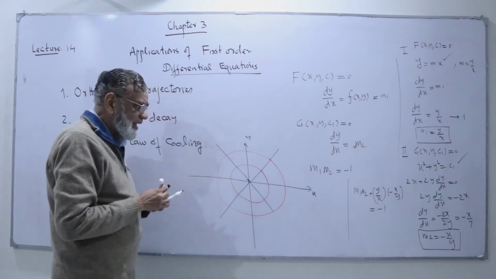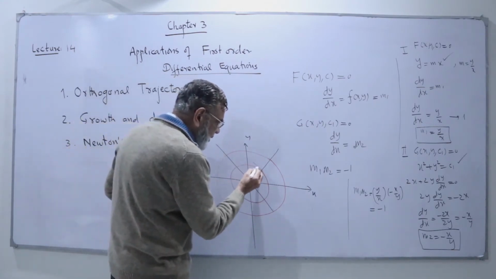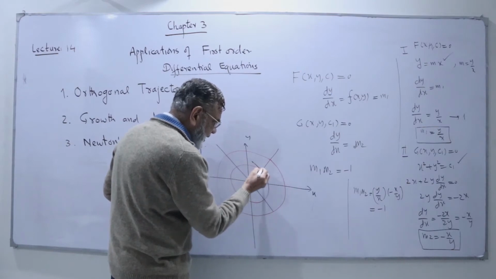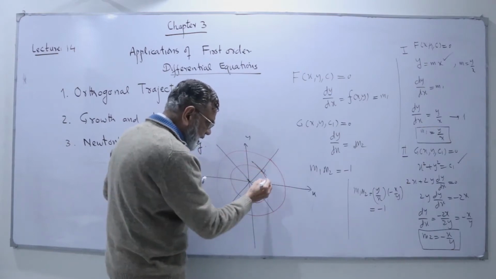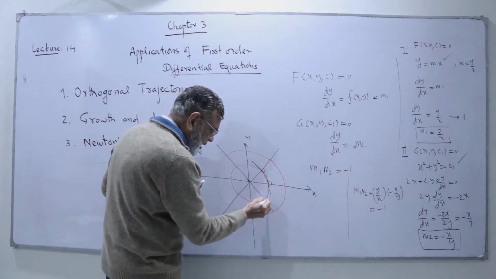So there, where they're intersecting the line and the circle, we can see here we get a tangent to the circle and this line. So this angle is 90 degrees. I take the tangent to the circle and this line. I take the tangent to the circle and this line.